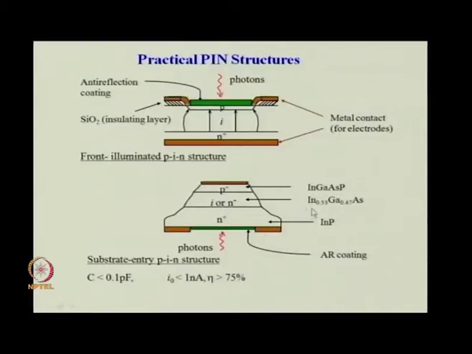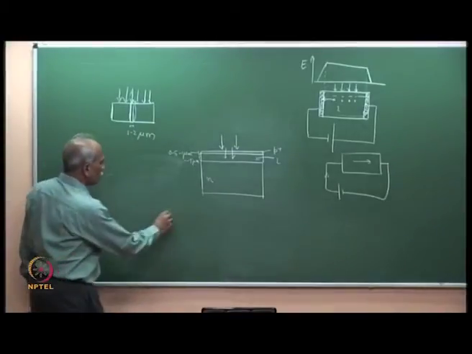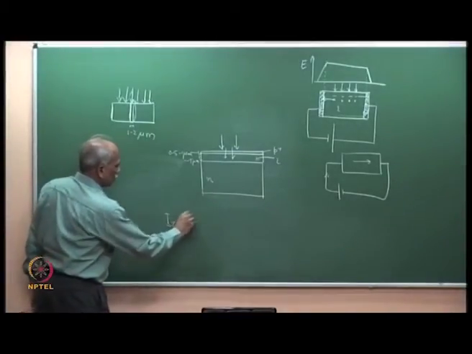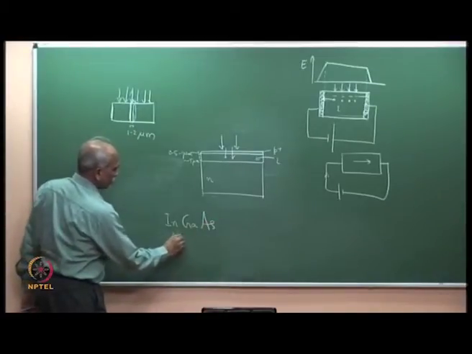gallium arsenide phosphide, indium gallium arsenide. This is the most widely used material, indium gallium arsenide, for several reasons. There are many reasons, we will see shortly. So, in almost all optical communication, the photodetector used is indium gallium arsenide.